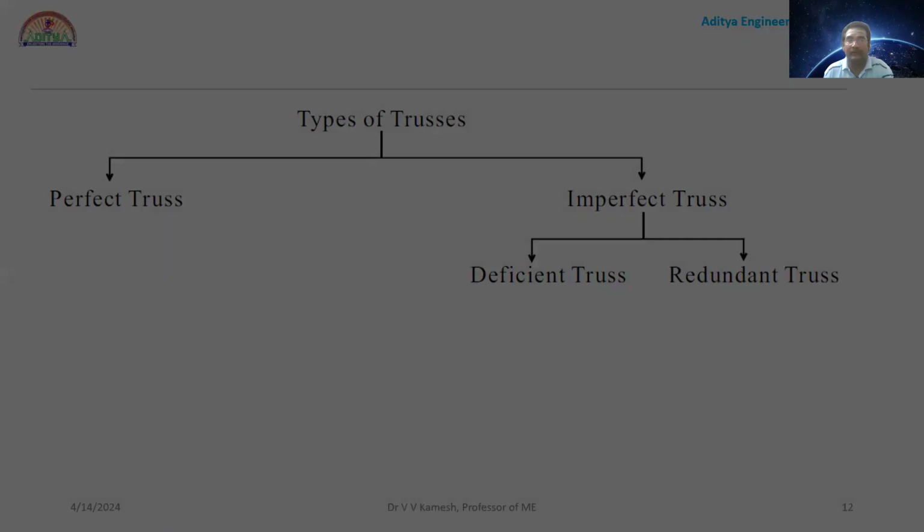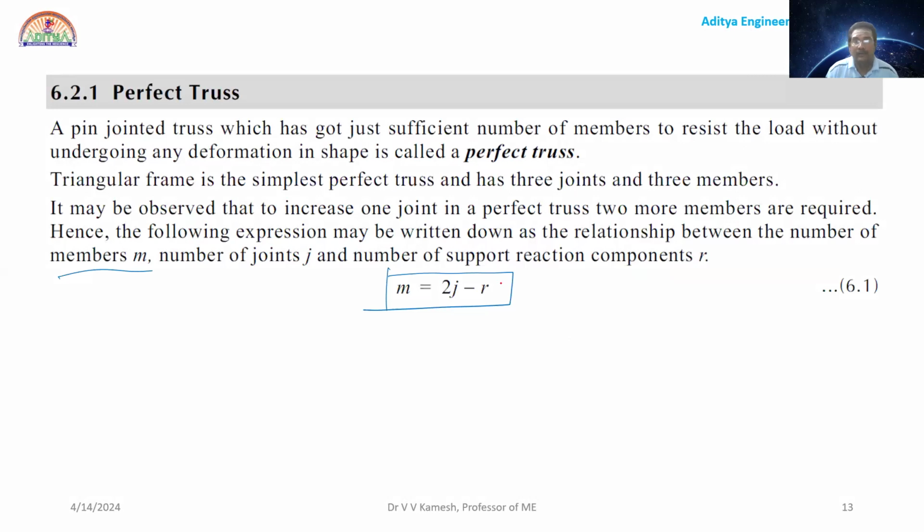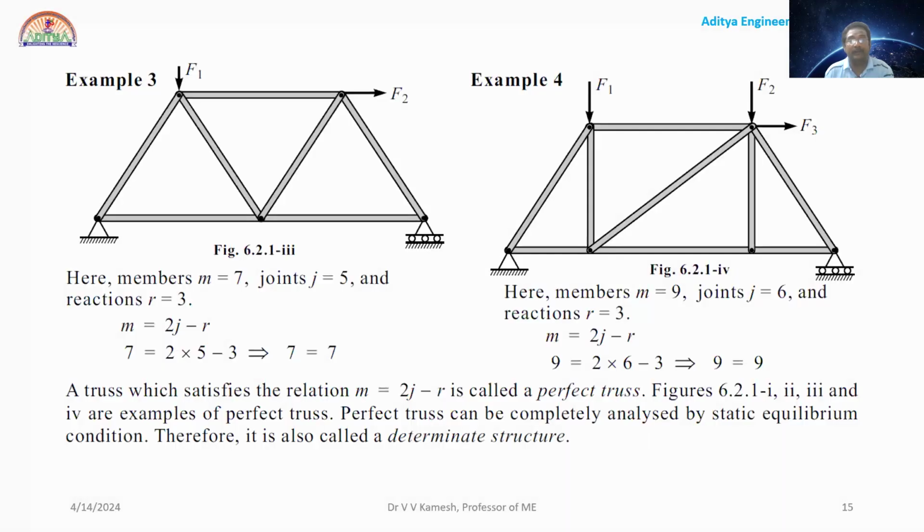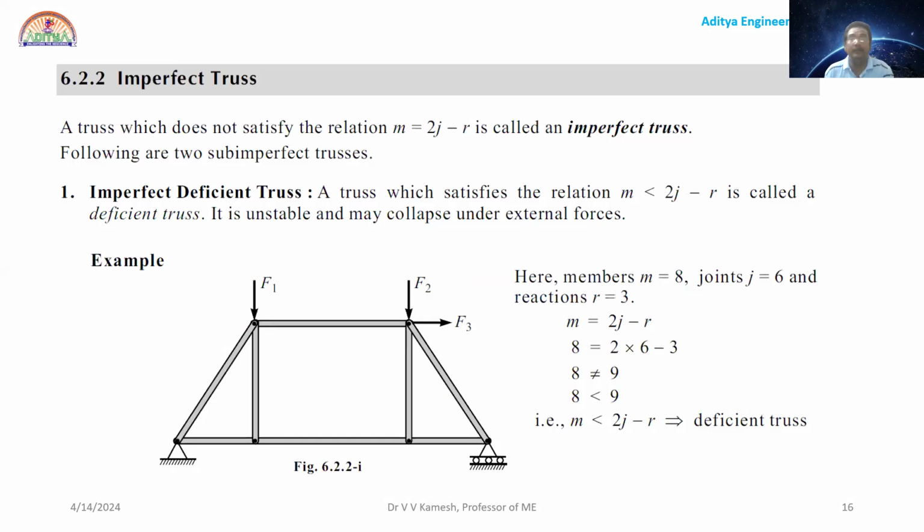So this is called a perfect frame, and M is equal to 2J minus R is satisfied. Now, these are all different examples. Suppose it is imperfect. Imperfect means either less or more. Now you can see this in the example. Now I will clear it up.